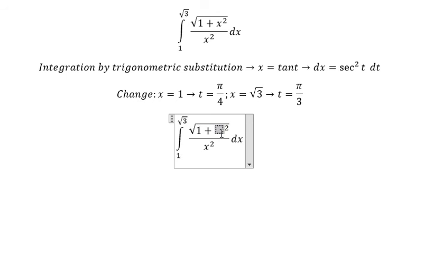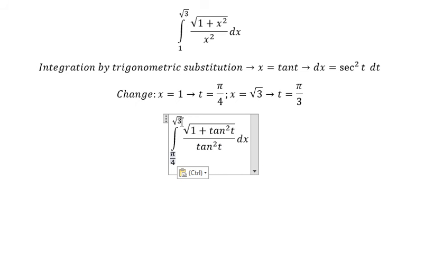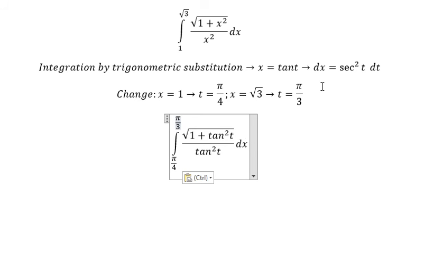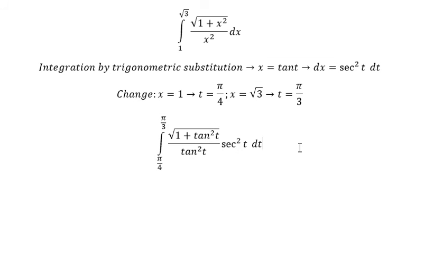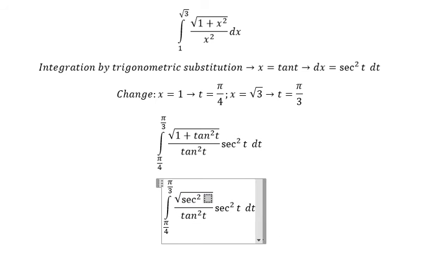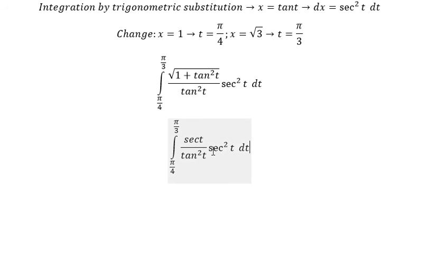So we put tan t in here and here. Number 1 we change for pi over 4. The square root of 3 we change for pi over 3. ds we change for this one. This one we change for secant of t squared. The square root of secant of t squared, you got secant of t. Next, this one multiply with this one.